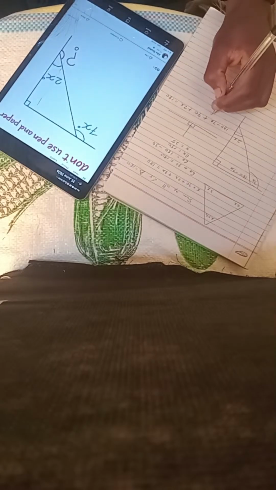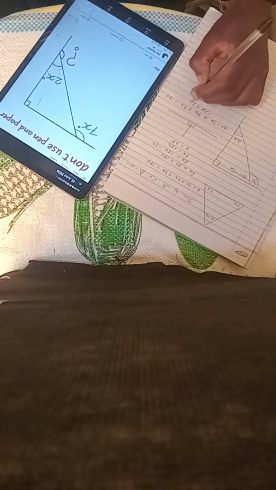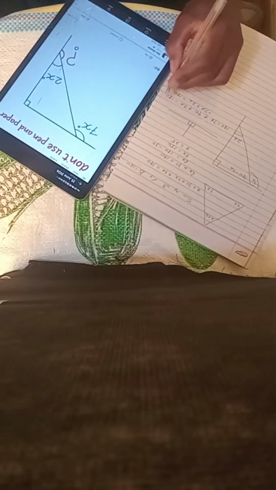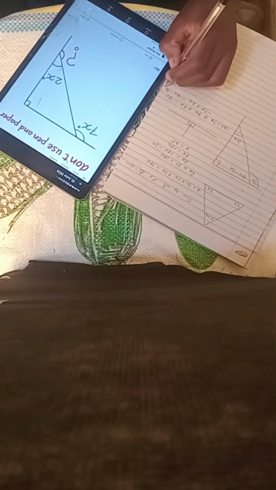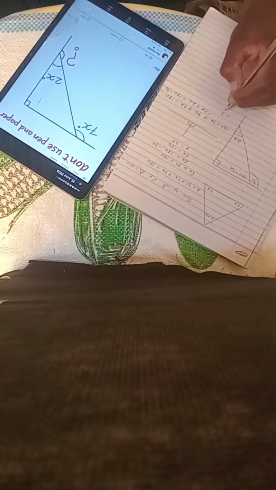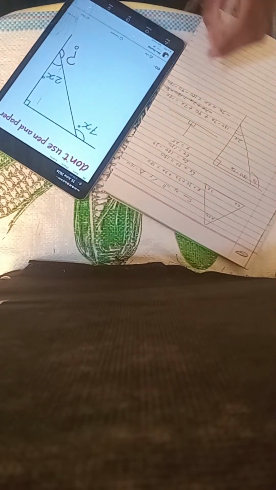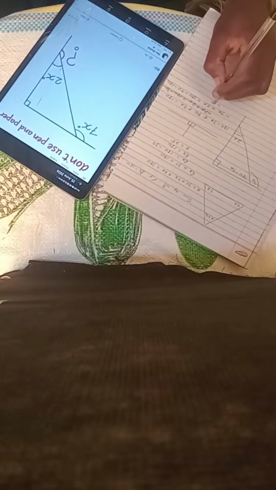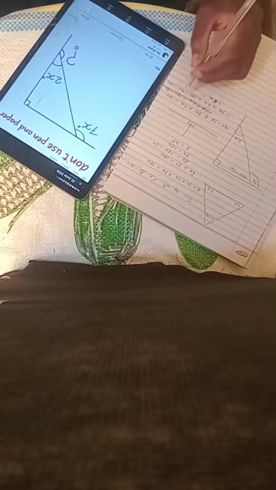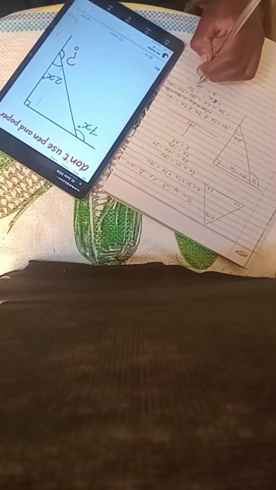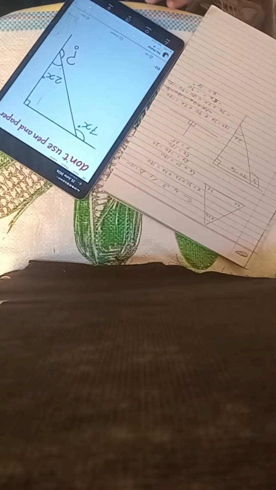Therefore, 7x plus 2x is equal to 180 minus 90 minus 180. 7x, we can remove this. 7x plus 2x is equal to 180 minus 90 minus 180. Minus 5x is equal to minus 90. Therefore, x is equal to 18 degrees. Finish.